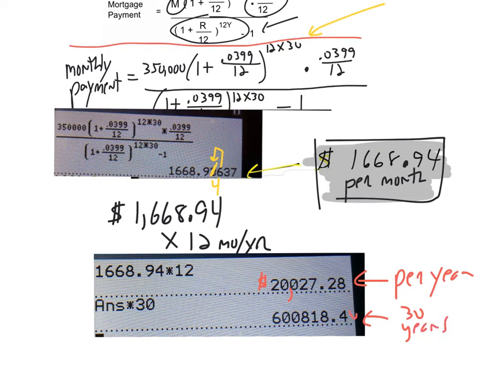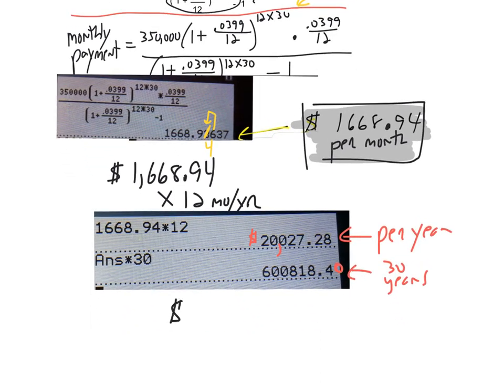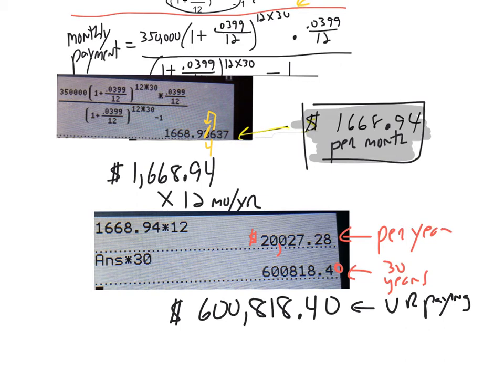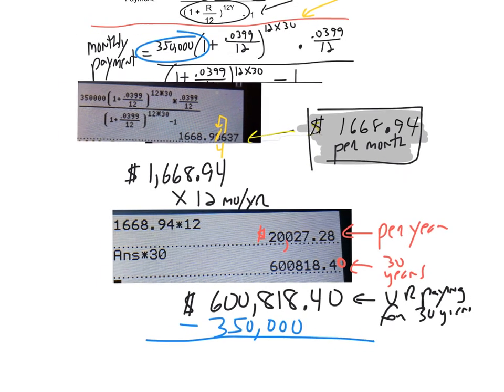But then there's 30 years for the mortgage. So you take that 20,000 number and you multiply it by 30 for the 30 years. So over the 30 years, you're paying the bank $600,818.40. Now that's not the interest, that's how much you are paying for the 30 years. You borrowed $350,000. So the bank is giving you $350,000, and in return you're paying the bank back over $600,000.